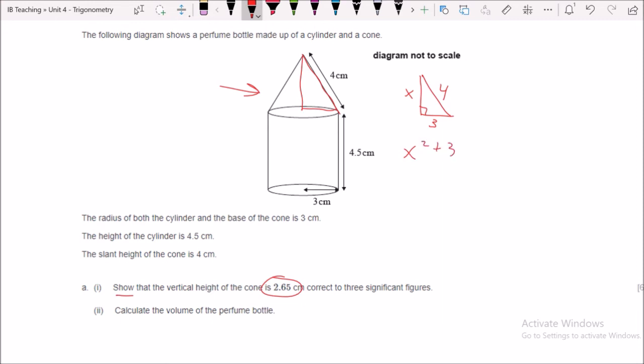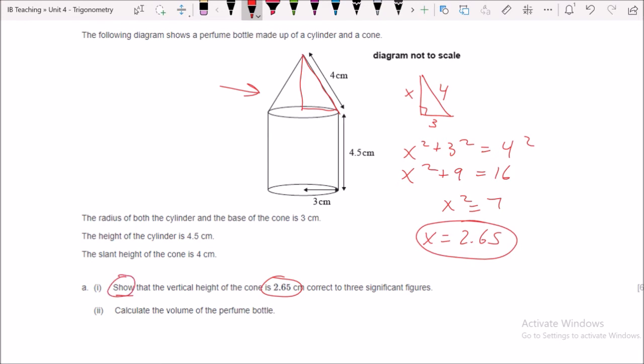So x squared plus 3 squared equals 4 squared, so that x squared plus 9 equals 16. Subtract the 9, and so we get x squared equals 7, and then let's take a square root of 7, and let's really hope that it's 2.65 when we round it. And mine goes 2.645, so that would round to 2.65. So this is what we're looking for.